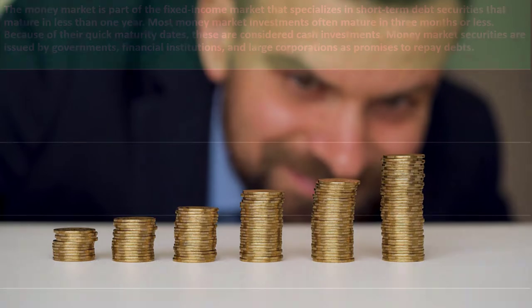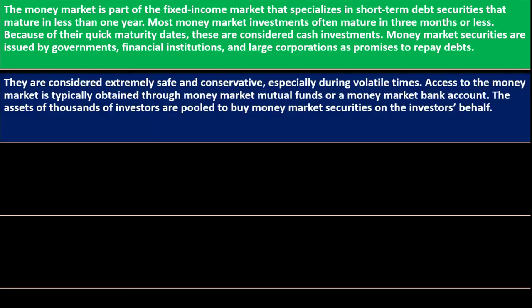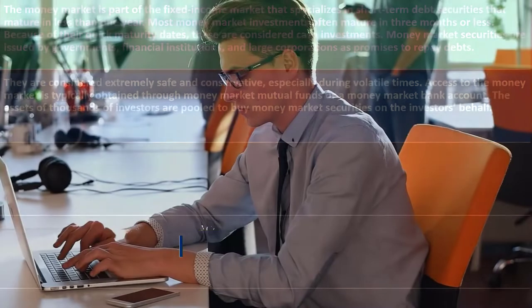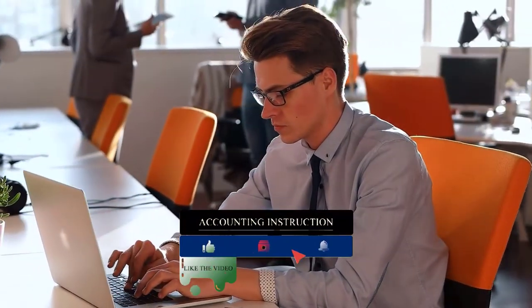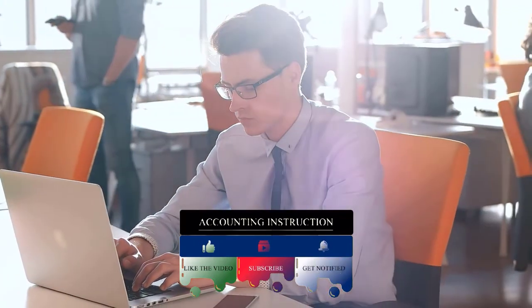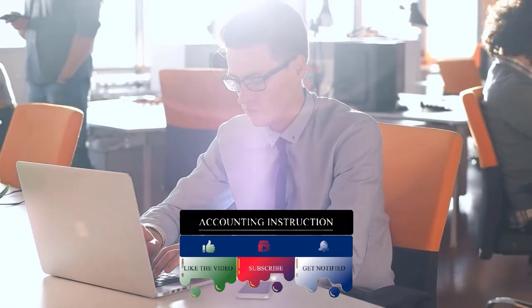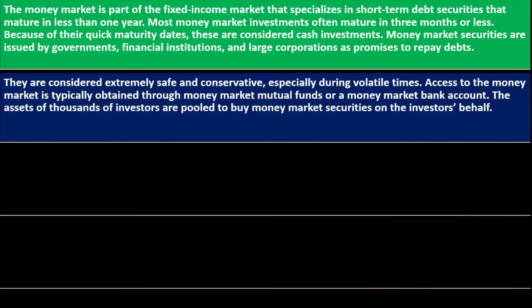Money market securities are issued by governments, financial institutions, and large corporations as promises to repay debts. So they are considered extremely safe and conservative, especially during volatile times. So when you're thinking about the overall stock market and you see basically people moving from, say, equities, stocks, to something like bonds and money markets and things like that, that's usually a sign that people are getting sketchy about the stocks. They're thinking that maybe the market is going to go down.